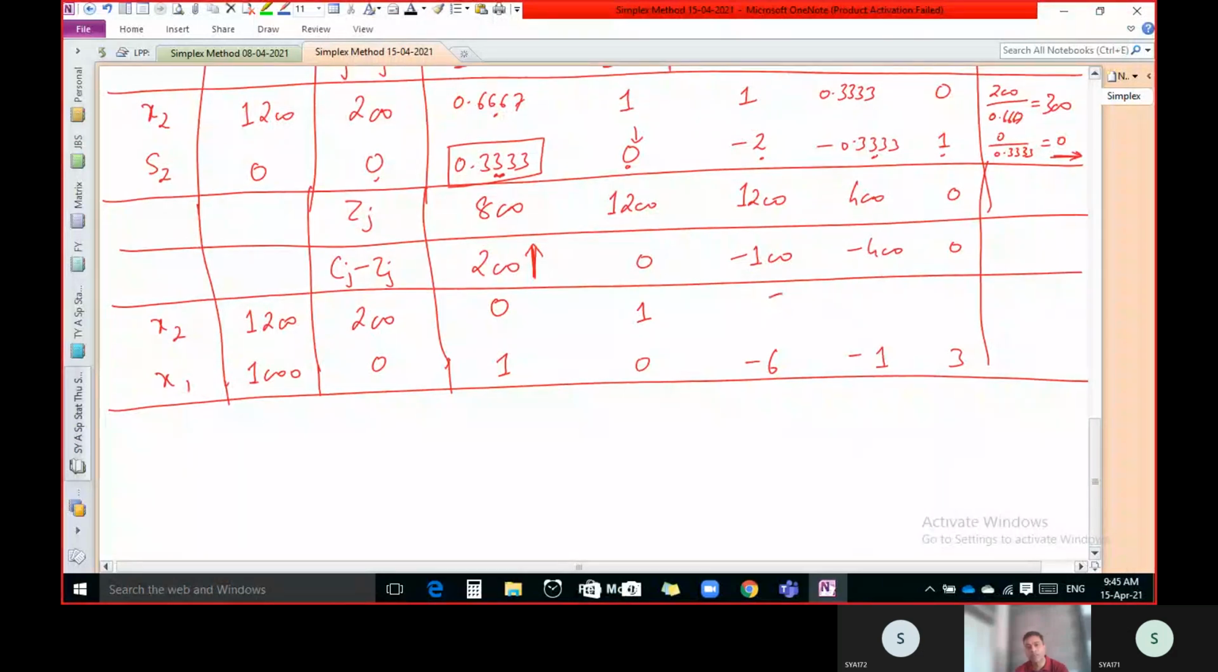This is 5. Once again, how to get this 5? So 1 minus the corresponding dotted value is what? Minus 2 into 0.666 divided by 0.333. So this into this divided by this, and that is what? 4. So minus 4. So 1 minus minus 4. So 1 plus 4, 5.